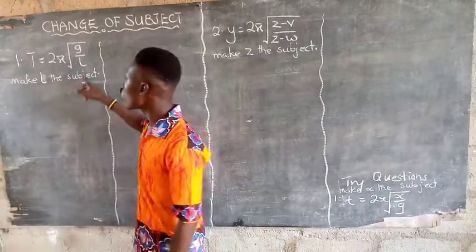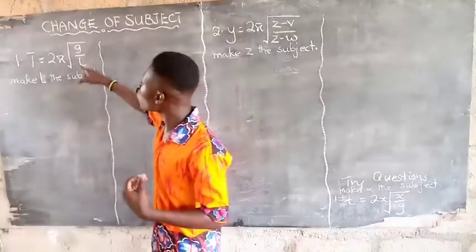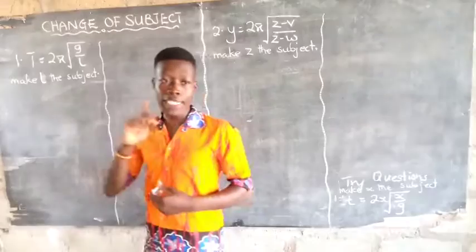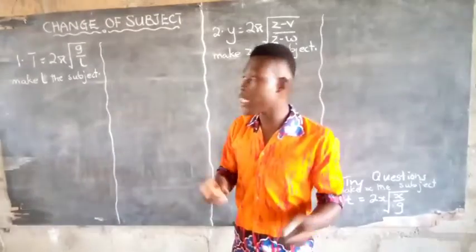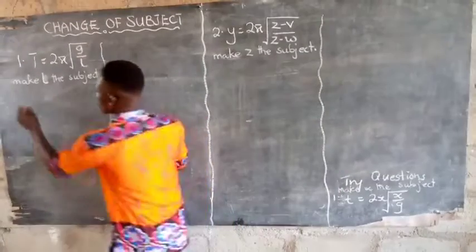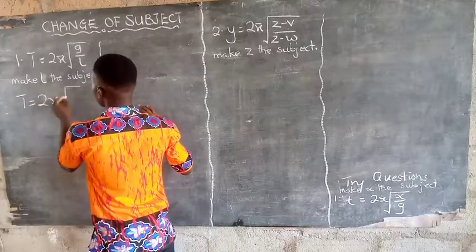So in this question, we are asked to make L the subject. The L is found in the square root. So what you do is get rid of the square root, as I told you, by squaring both sides. So going straight to the question, we have T is equal to 2 pi square root of g over L.